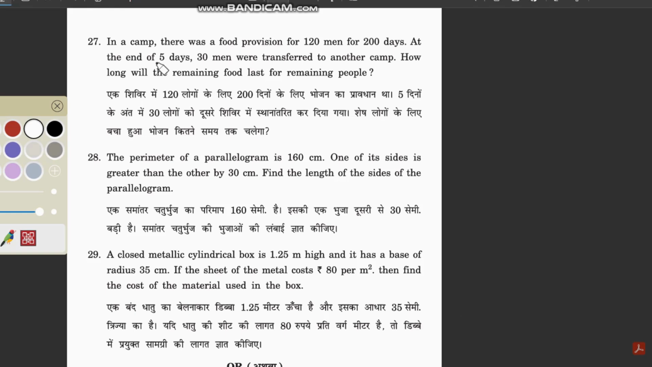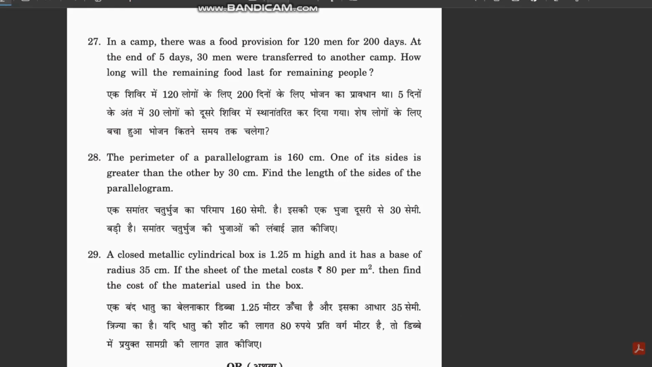In this question, there was a food provision for 120 men for 200 days. See, the table is very important. x by men, days. If 120 men, food for 200 days is there. At the end of 5 days, it means 5 days they completed the food. So what about the remaining days? 200 minus 5. In 200 days, 5 days were completed, so the remaining days is 195.